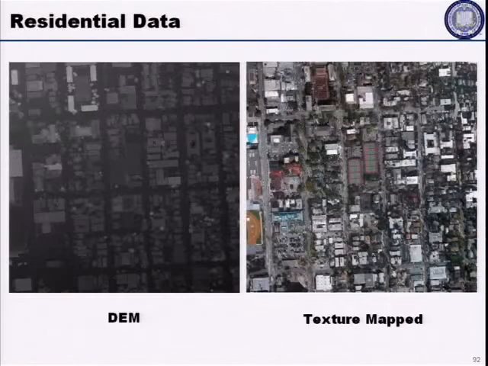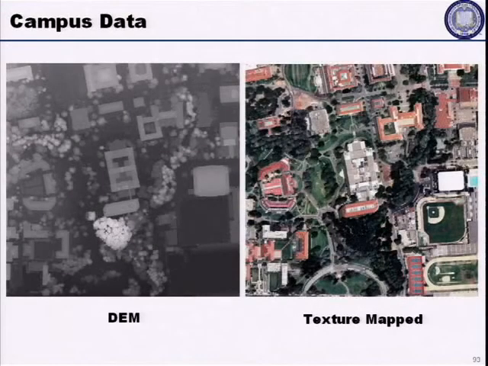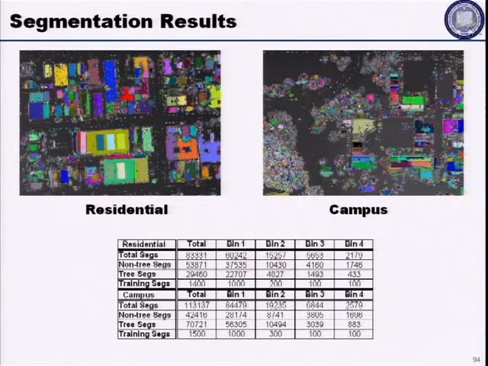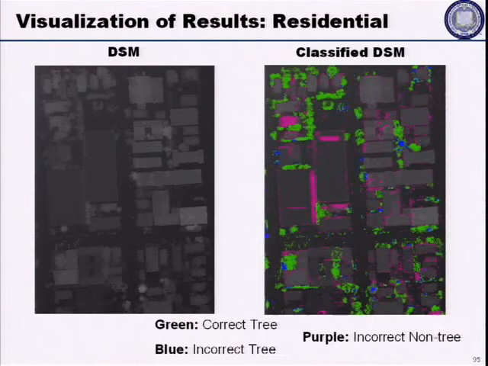Then you do support vector machine classification and you start with the lidar and airborne data, texture mapped. That was for a residential region and that's for campus. This is the result of your segmentation. And this is the final result of tree detection. So the green shows trees that our algorithm actually detected as trees. The dark blue ones right here were not trees and they were incorrectly classified as trees. And the purple, they were incorrectly classified as non-tree, but they were really trees. So you can see the algorithm mostly works.